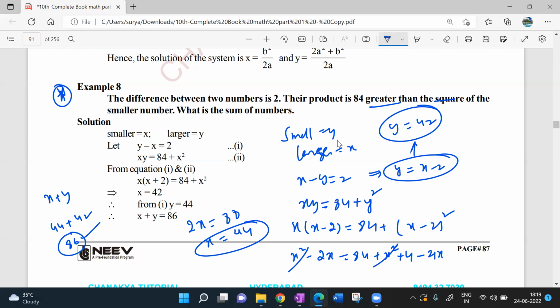Anyway, you can solve it. Look at this, I just slightly chose the smaller number as y and the greater number as x. Cool, so this is how we can solve it. Any doubts, beta? Any doubt, guys? No doubt, sir. Very simple. Next question.